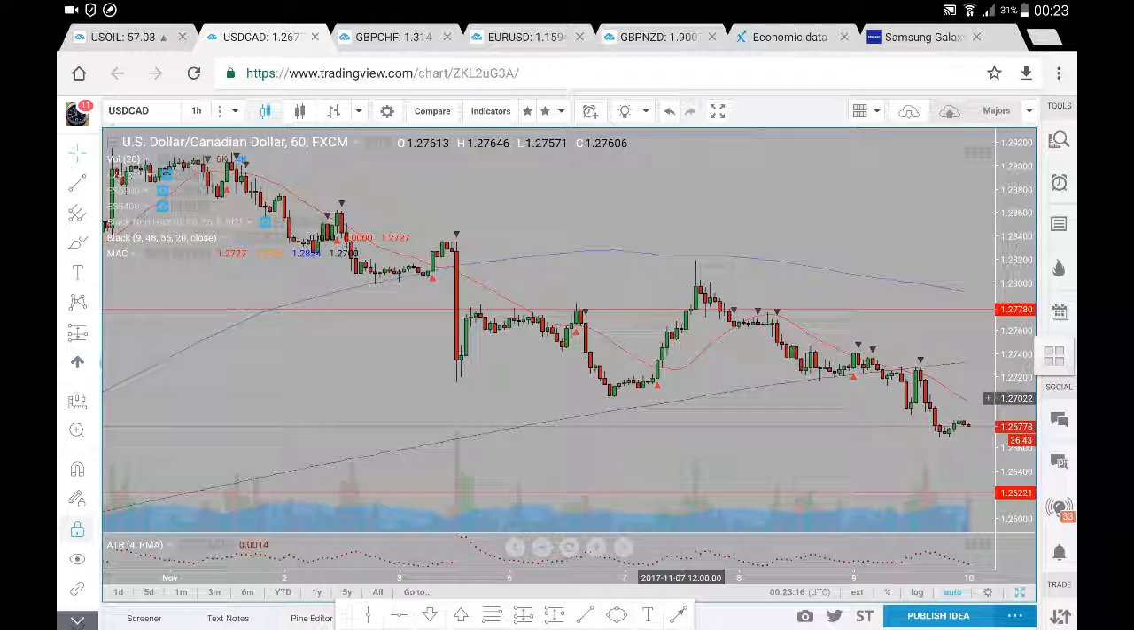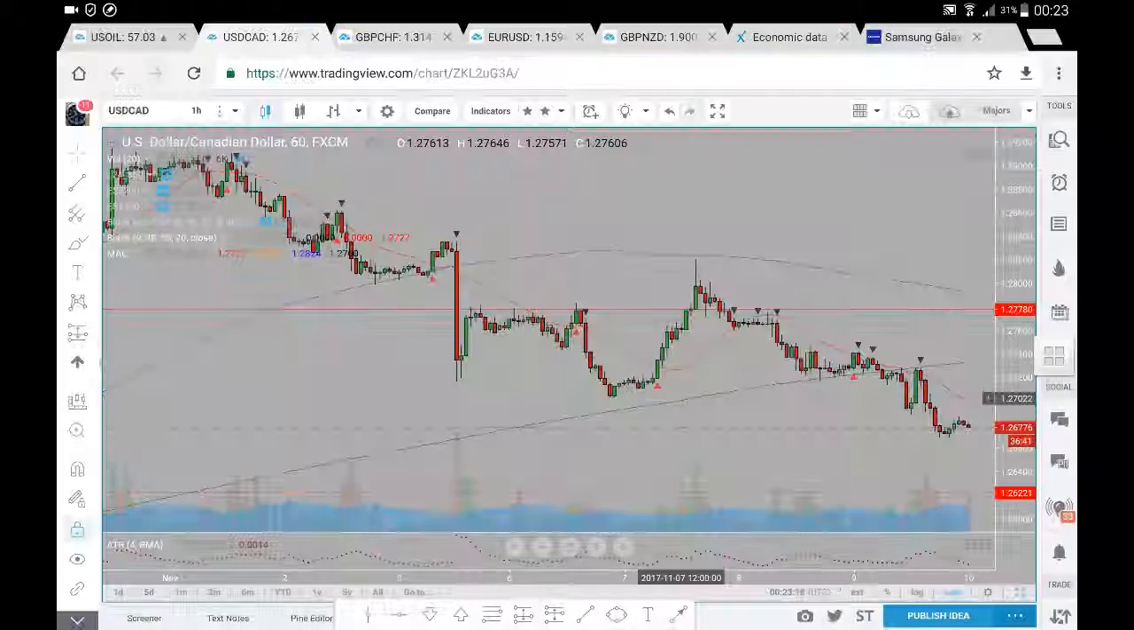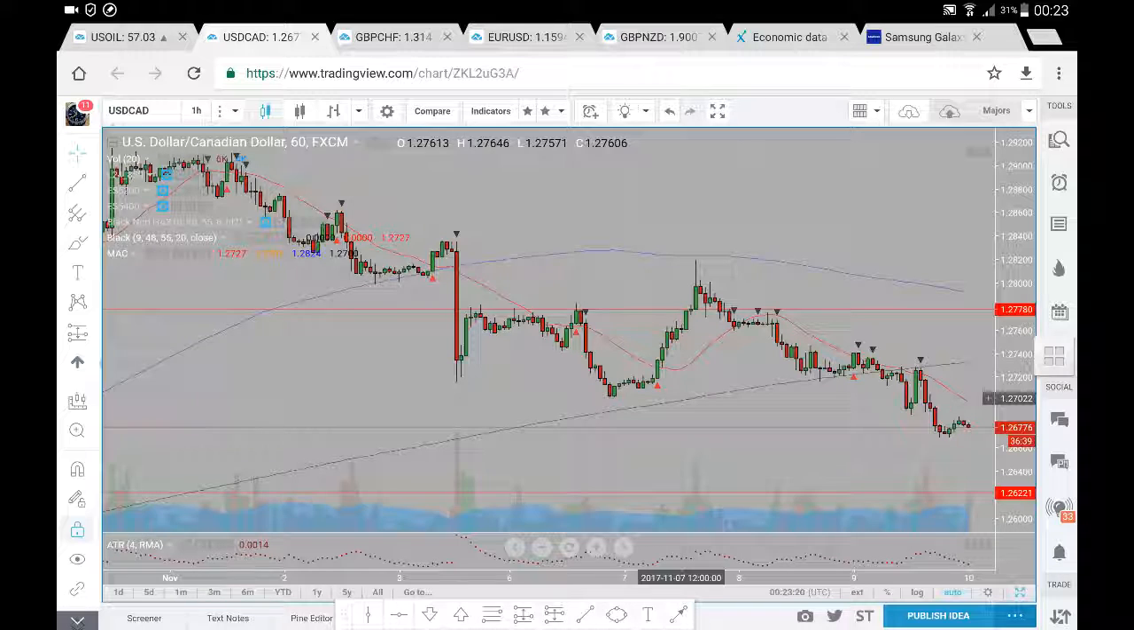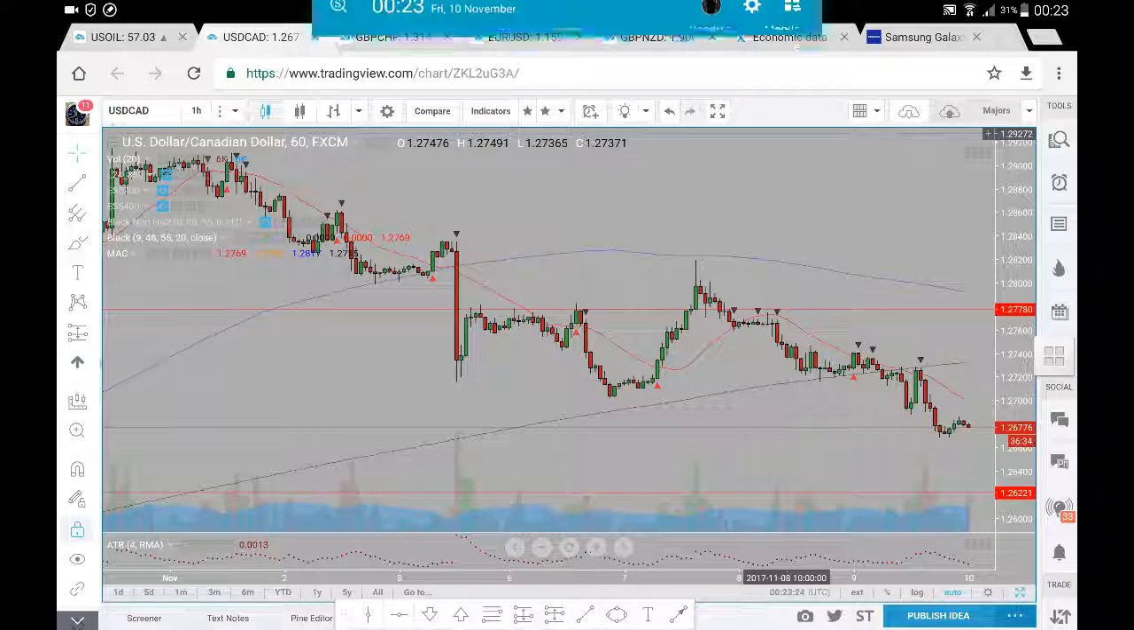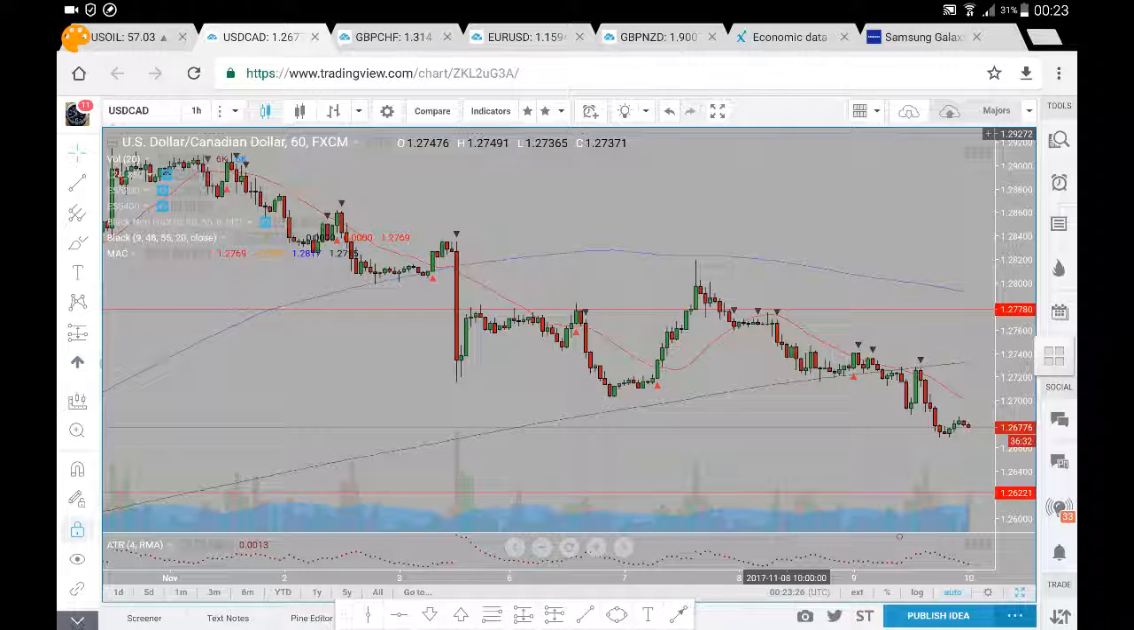So this is the USDCAD analysis for Friday, the 10th of November. So let's just have a look at what happened with prices on the 9th of November. So I'm going to grab the pen. There we are on the 9th of November.